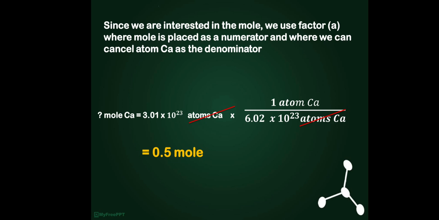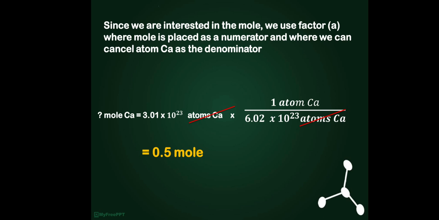So since we're looking for the percentage mole of calcium here, we have 3.01, which is given, times 10 to the power of 23 atoms calcium. Multiply it. Let's make the mole the numerator. We have 1 mole is equal to 6.02 times 10 to the power of 23, because this is your mole, and the calcium as our denominator, we have 1 atom calcium. Okay, did you get the point?